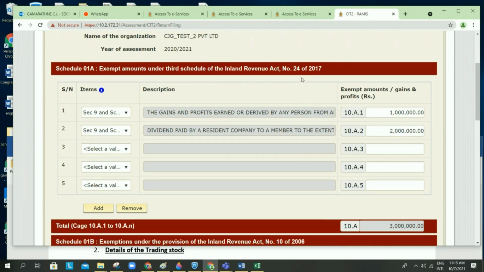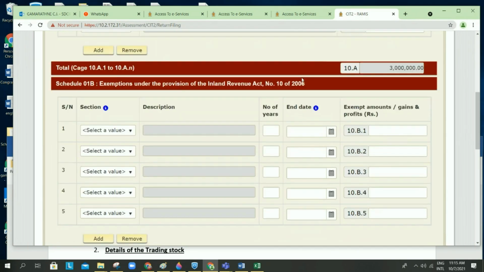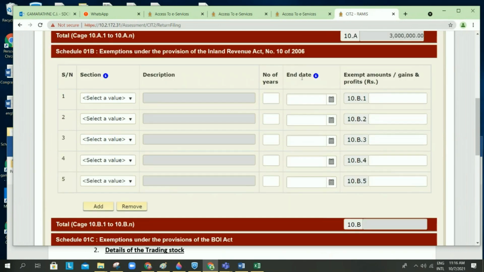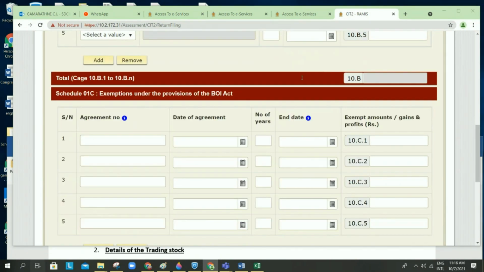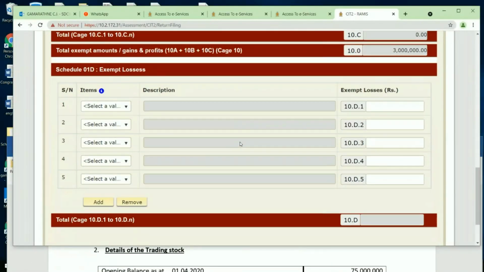I will just explain the structure of Schedule 1. Schedule 1 has 4 parts: Schedule 1A, B, C, and D. In A, B, and C you have to enter the income and profit, right? D reflects the losses. If you incurred any exempt losses, you have to mention them under Schedule 1D, right? Based on the item, you can select the respective section related to your exempt loss, and enter the loss. Now we are concerned with Schedule 1A, B, and C.